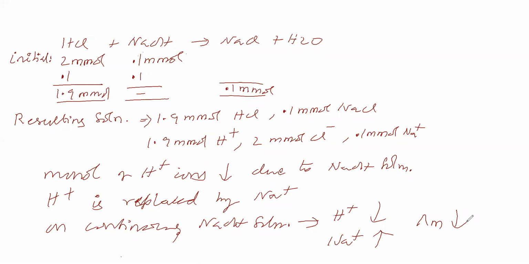Now see this point. You are continuously adding sodium hydroxide solution. H plus ions continuously decrease, Na plus ions continuously increase, so molar conductivity continuously decreases. Okay, this point? So here we came to know that we will draw the graph.